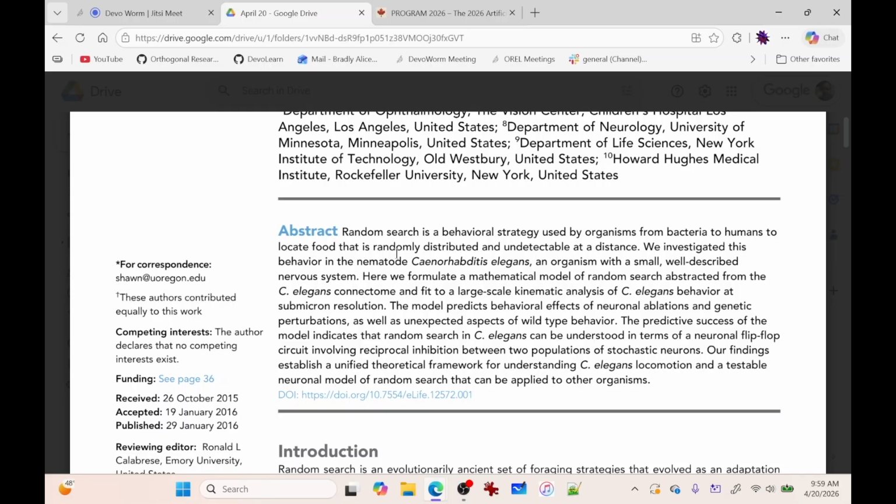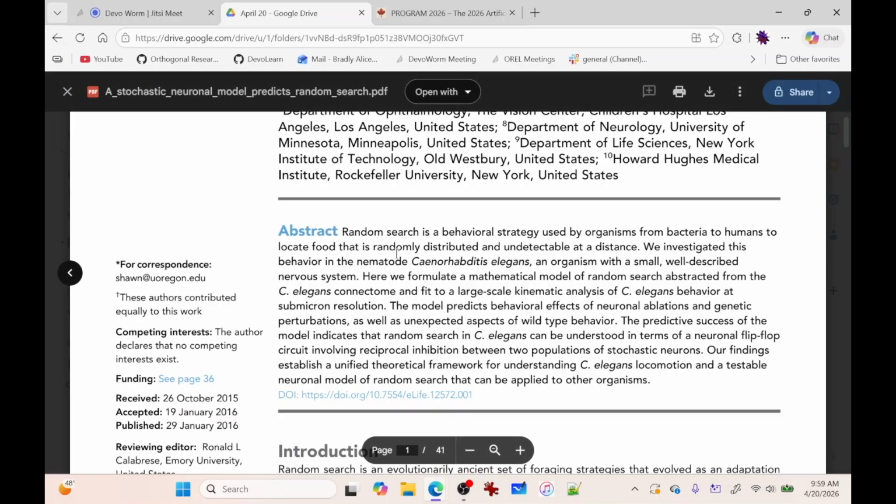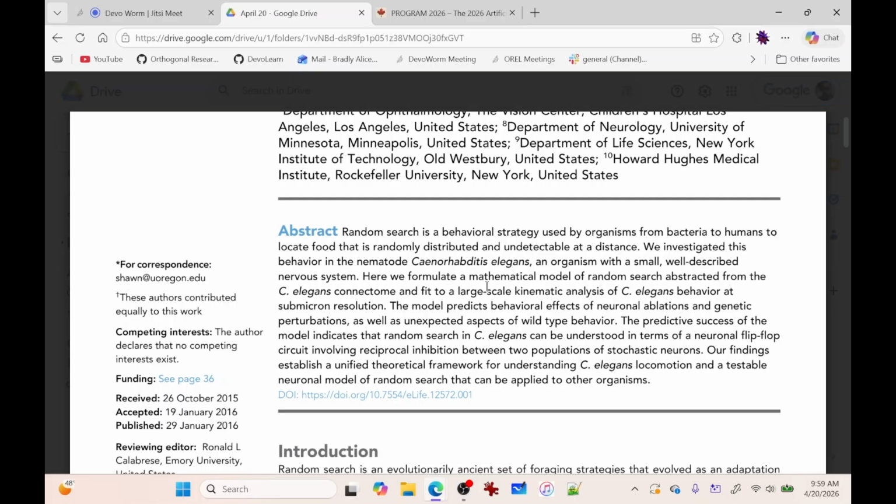And so they're formulating a mathematical model of random search, abstracted from the C. elegans connectome, and fit to a large-scale kinematic analysis of C. elegans behavior at submicron resolution. They're actually using the connectome to build a model of random search. In other words, the ways in which the C. elegans can move towards food sources constrain the model, and then you have this kinematic analysis of behavior.